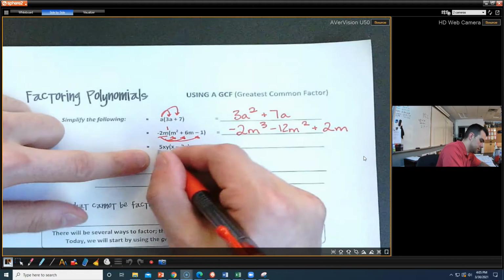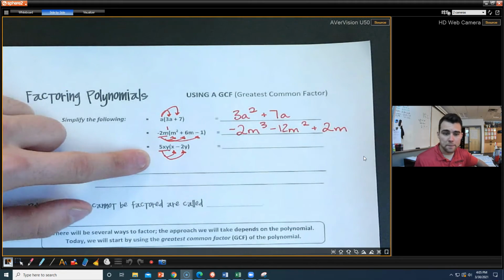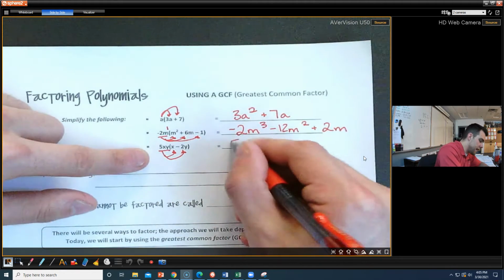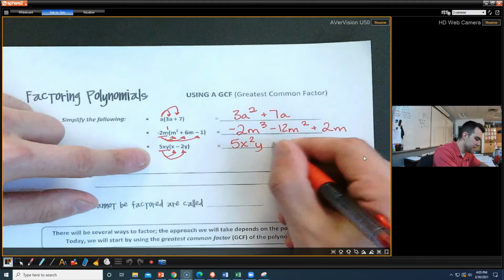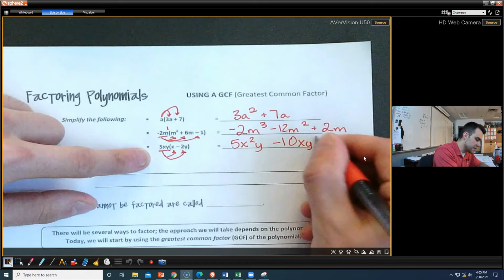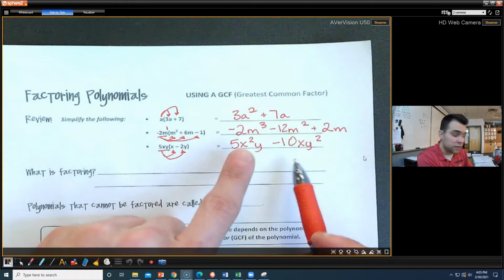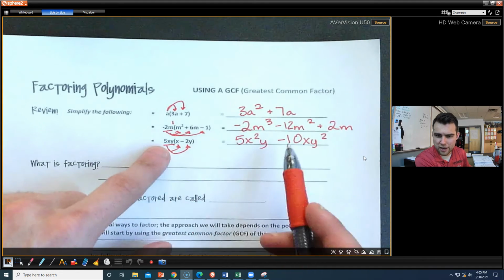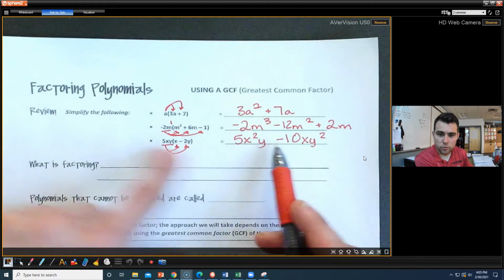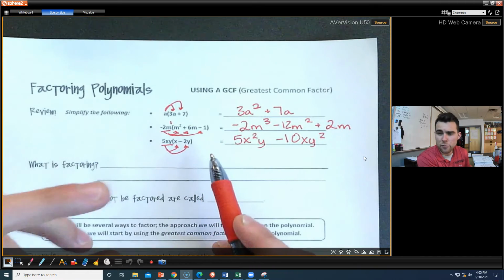And finally, let's end off with 5xy times x and 5xy times negative 2y. Well, 5xy times x is 5x squared y. And then 5xy times negative 2y is negative 10xy squared. All right. And really what factoring does is it asks us, how do I go from here back to before I distributed? Because that's what we want to do. This is equal to this, so we should have some method to go in the reverse direction, okay? And that's kind of what factoring is.